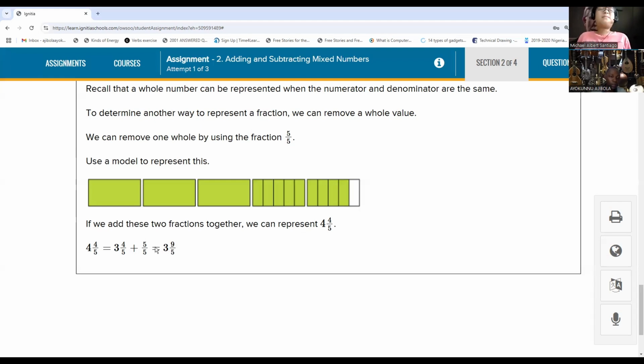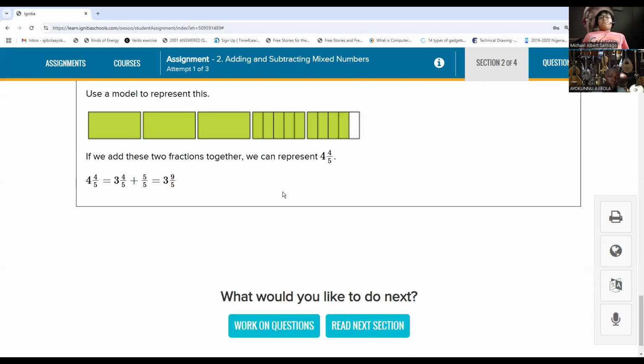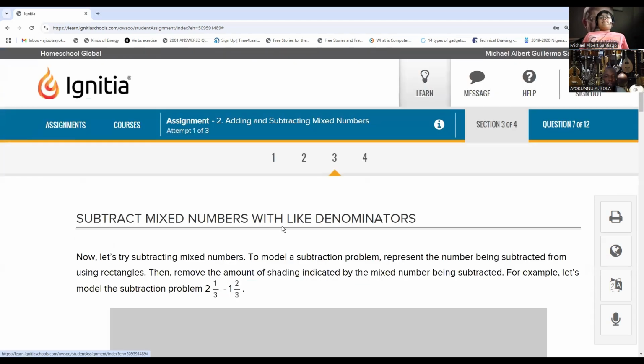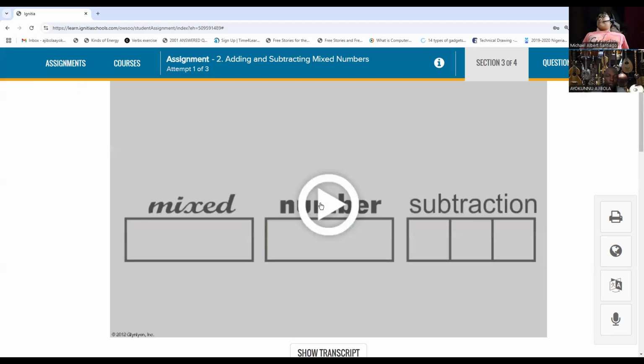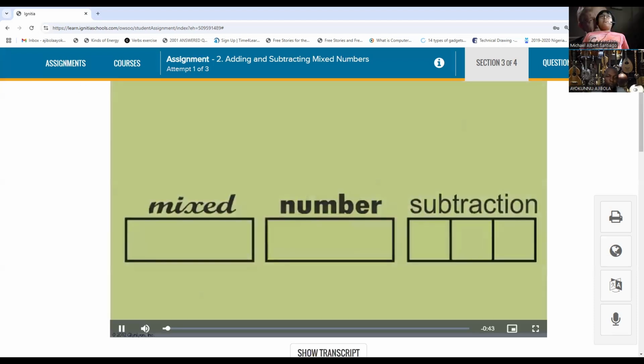But 9/5 really doesn't make sense because it's improper. So we can take 5 out of 9 to get a number 1. That'll be 4/5. Okay, let's go to the next session. We will need to watch this, so listen carefully.